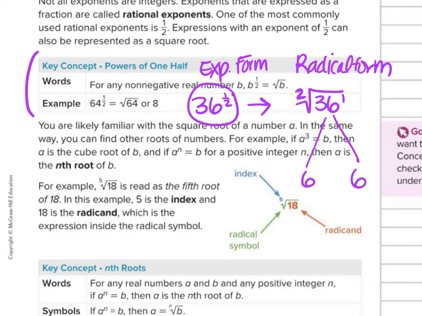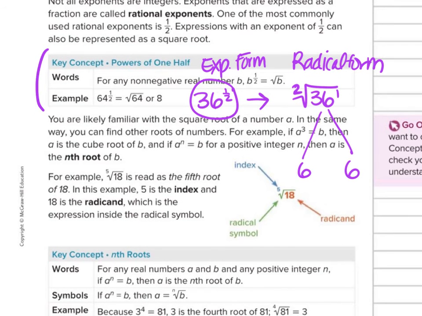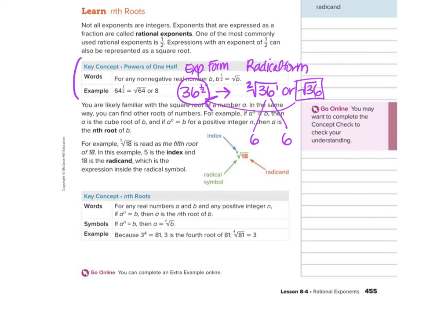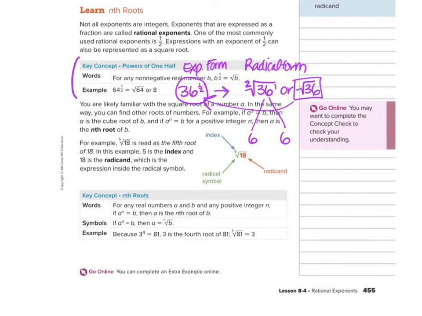And then do we write 36 to the first? If I say 24 to the first, what is that? What does that first do? Just 24, so it's just the number. So again, they don't really include the 1 because it's just that number. So I would technically just say square root of 36. So that is the same as 36 to the 1/2 power. So all we're doing on this is going back and forth, okay? So let's flip the page.